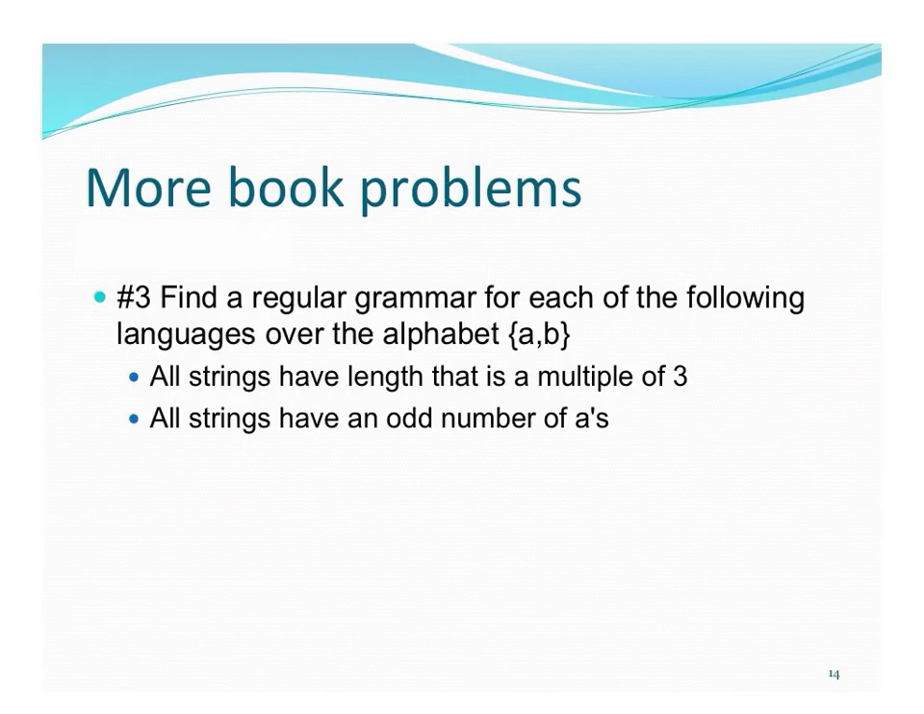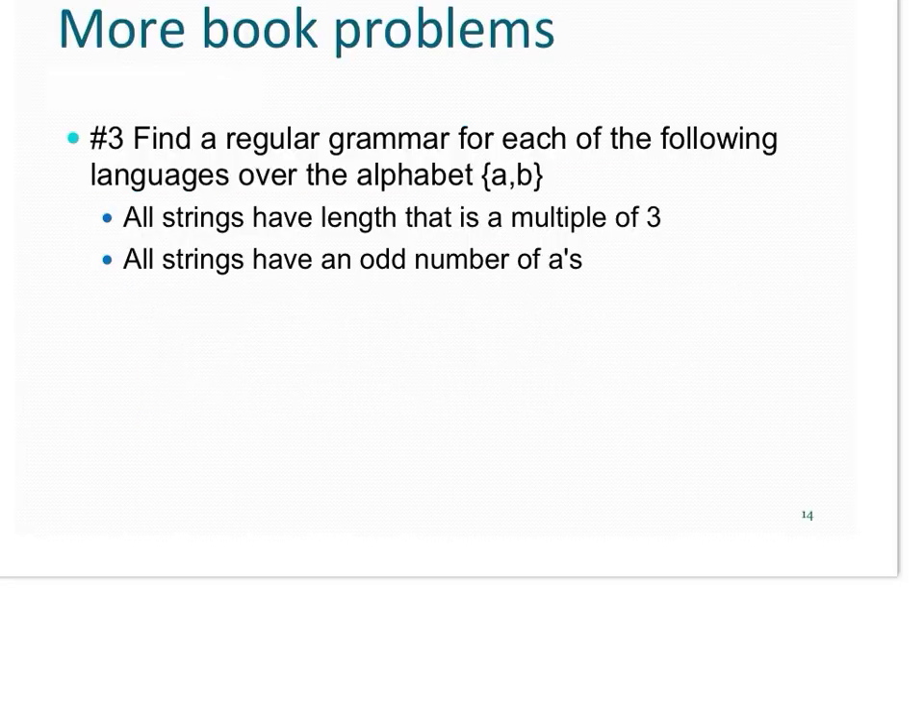And finally, we have some even more tricky problems from the book. Find a regular grammar for each of the following languages over the alphabet A, B: strings that have a length that is a multiple of 3, and strings that have an odd number of A's. So pause the video and think about the first one for a minute. We'll do the first one in purple. Pause the video for a minute, think about it.